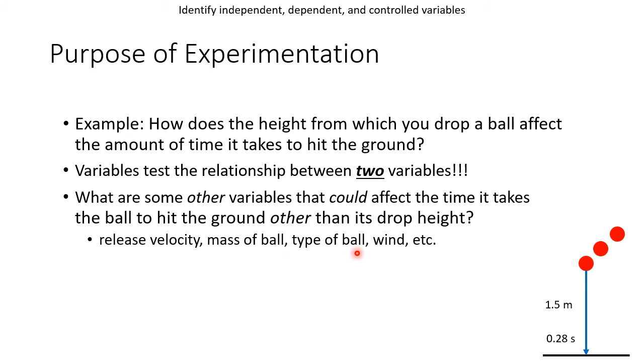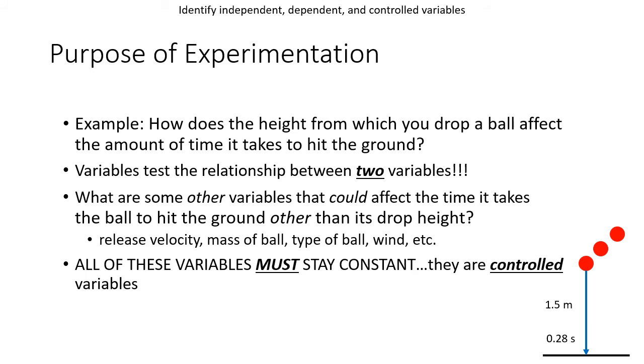The type of ball that you drop. So maybe you have a baseball versus a golf ball versus a ping pong ball. Or maybe you're just doing it with a rock. Who knows? It may not be an actual ball. You can do the same experiment with a rock. Maybe the wind would affect it. If you had a very high wind versus almost no wind, all those might affect the amount of time that it takes that ball to hit the ground.